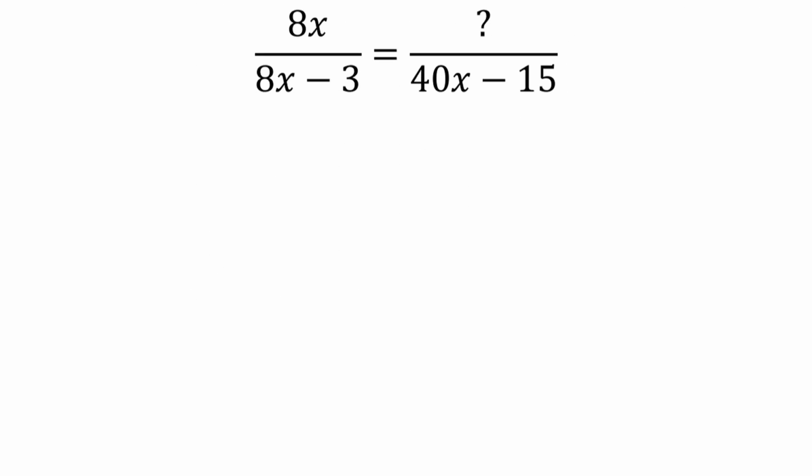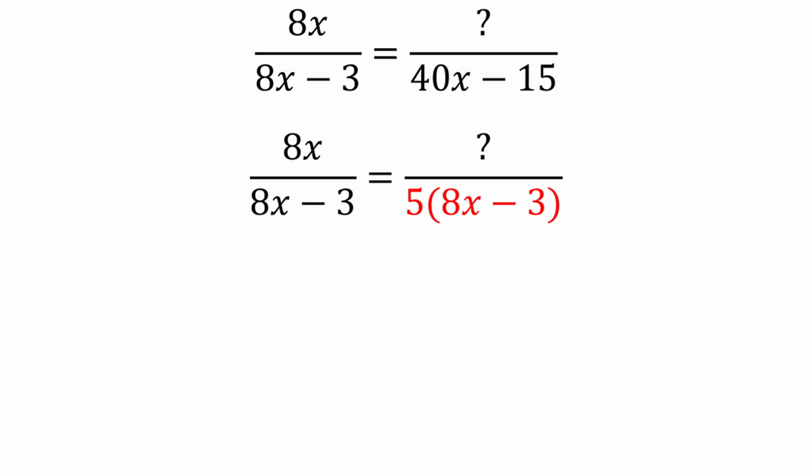What about 8x divided by 8x minus 3 is equal to question mark divided by 40x minus 15? Let's factor the denominator on the blank, which might help us. We have 5 times 8x minus 3 as the denominator of the term on the right. Now it's clear that the only difference between the two denominators is that the second one is 5 times larger than the first.